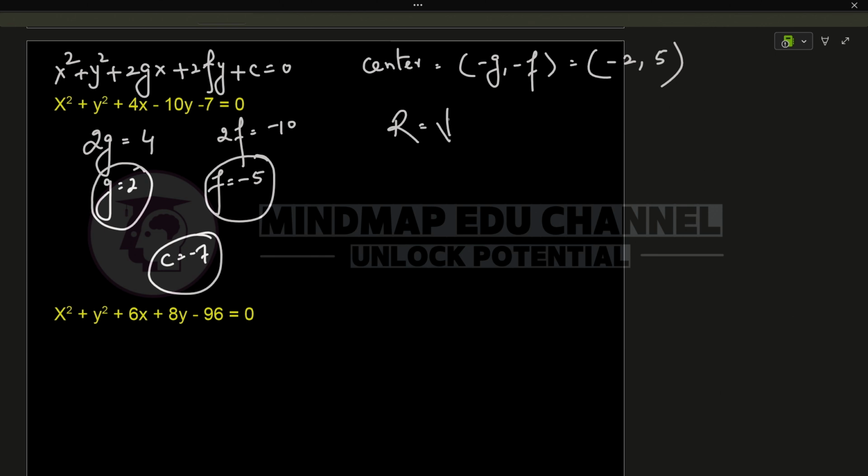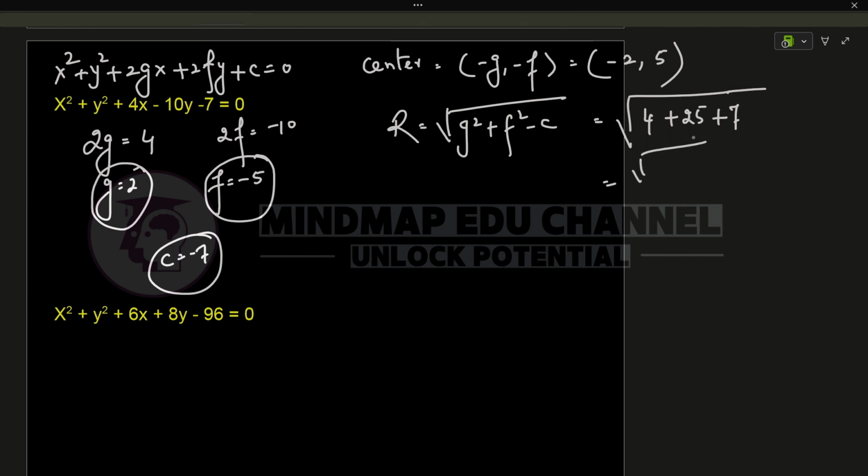Let's calculate the radius now. So that is the square root of g square plus f square minus c. So the g square here is 2, 2 twos are 4, plus f square is minus 5, so 5 fives are 25. And minus c is minus 7. So minus minus will become plus. So here it is 7. So here it is 36. And the square root of 36? 6. So our radius is 6 units.